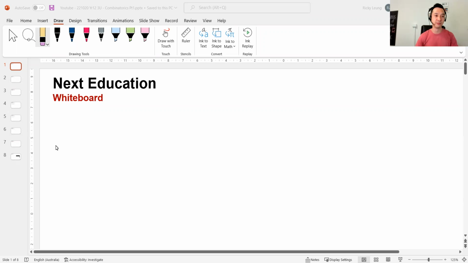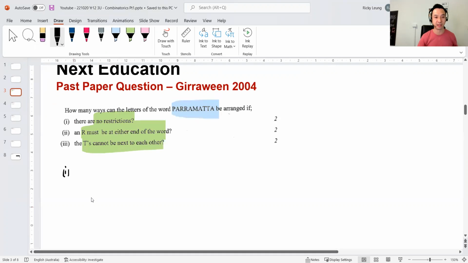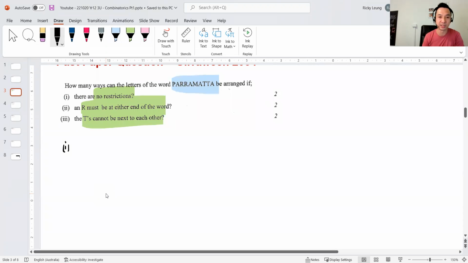All right, first question. Now this question, I say we're not doing a lot of textbook questions. This is a very textbook question. So let's just go there. In the word Parramatta, how many arrangements are possible if there's no restrictions? R must be at either end, and T's cannot be next to each other. I mean, that is very, very textbook, to the point where I'd actually say if this was in your past paper, it would be an easy, in this case, 6 marker.